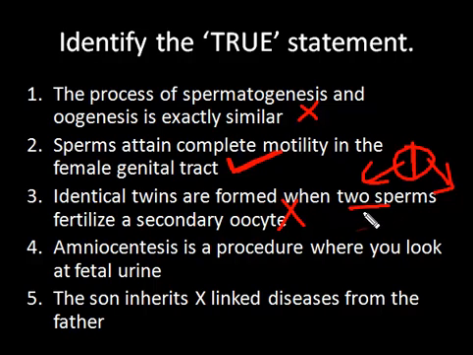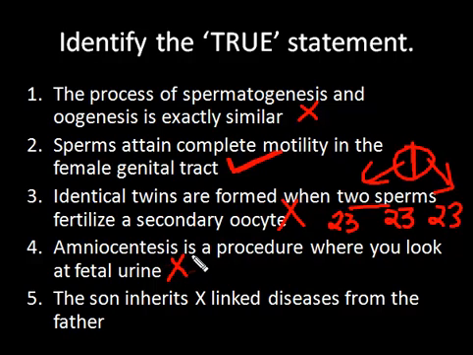Fraternal twins are formed when two sperms fertilize two secondary oocytes. Now, when two sperms fertilize one secondary oocyte, you will have more than the normal number of chromosomes, because you'll have 23 for the sperm, another 23 for the other sperm, and 23 for the oocyte. So you get 69 chromosomes, and life is not possible. You get a non-functional zygote, and the zygote just dies. So this is false.